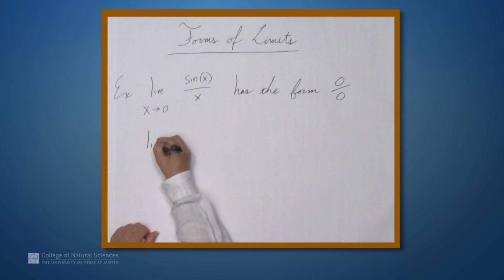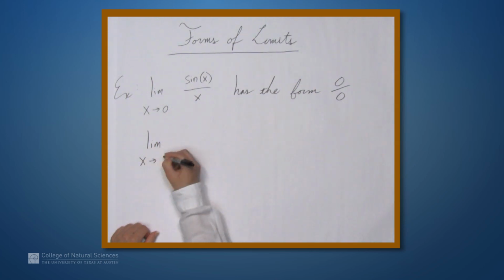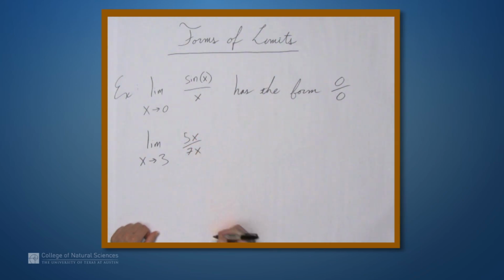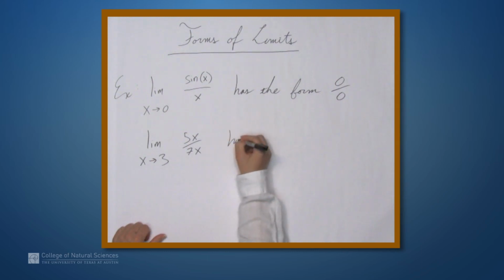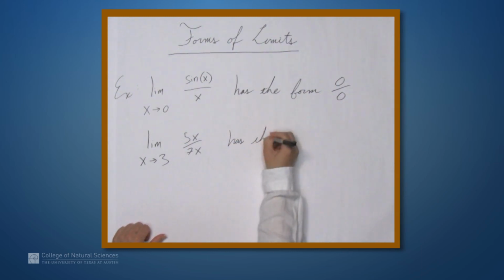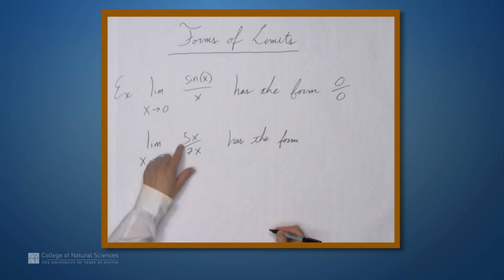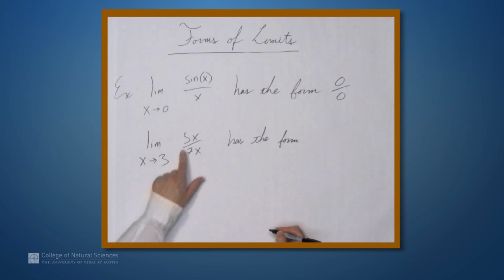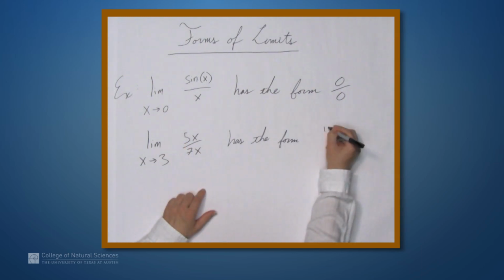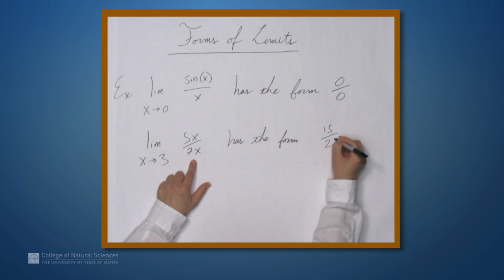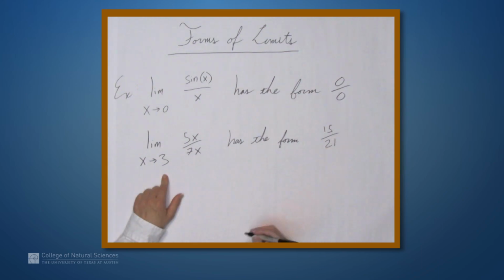Let's do another example. So the limit as x approaches 3 of 5x over 7x. So this has the form, well, what form does it have? The limit of the numerator as x approaches 3 is 15, and the limit of the denominator as x approaches 3 is 21. So this limit has the form 15 over 21.